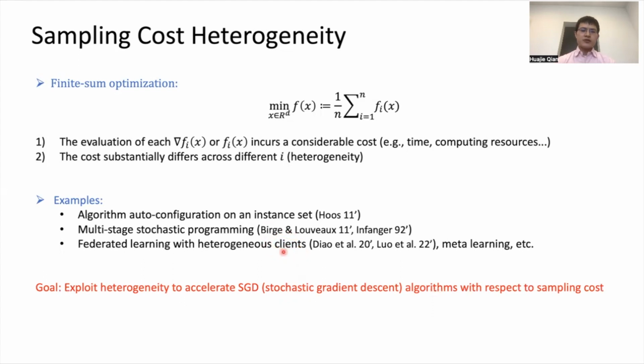In these problems, one popular method is, for example, stochastic gradient descent. And our goal here is to exploit the heterogeneity of the problem to accelerate these algorithms so that this algorithm can give us a good solution with lower sampling cost.